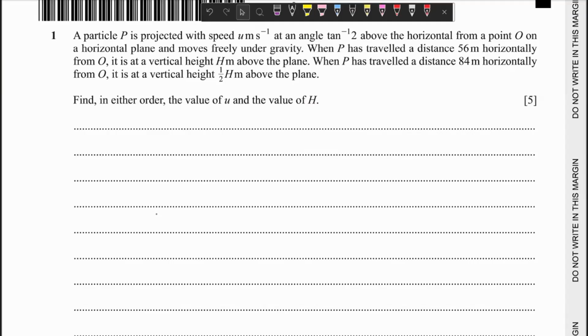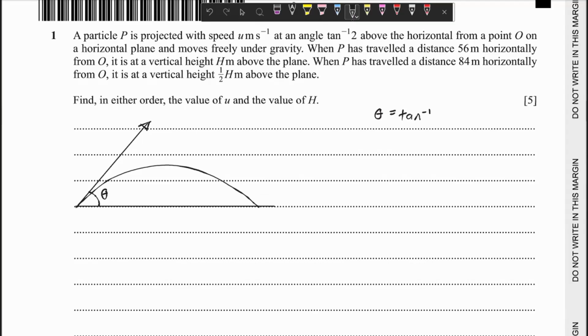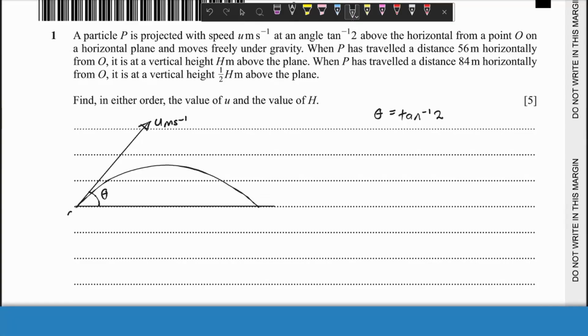All right, so in this particular case, I'm going to illustrate the projection here. So we have horizontal ground and the particle projected from here, and it's projected, say, like this. Okay, let me try again. Projected like this at an angle which I want to call theta, where theta, according to what's been given, is arctan of 2. The speed of projection is u meters per second, and it's been projected from O.